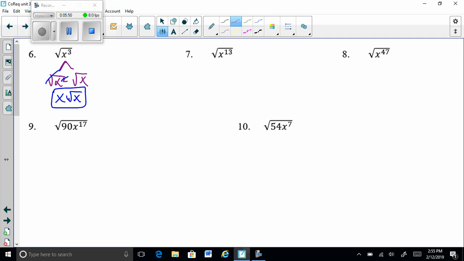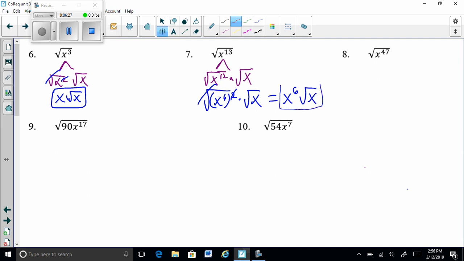Now I'll go ahead and break this up to make it look like what you've seen before. I'm going to put this as x to the 12th power, and I have just the square root of x. From the previous video, you can break x to the 12th power into x to the 6th raised to the 2nd power, and over here I'll just have that square root of x. The radical cancels out with the square power, and we're left with x to the 6th power and the square root of x. So there was one left behind again.